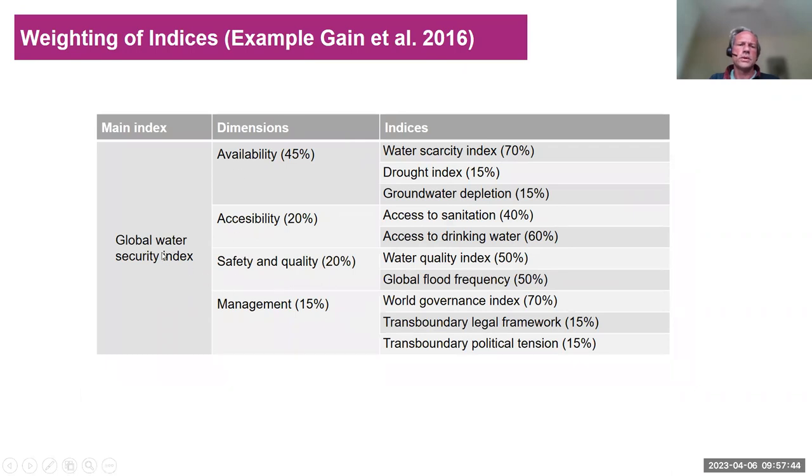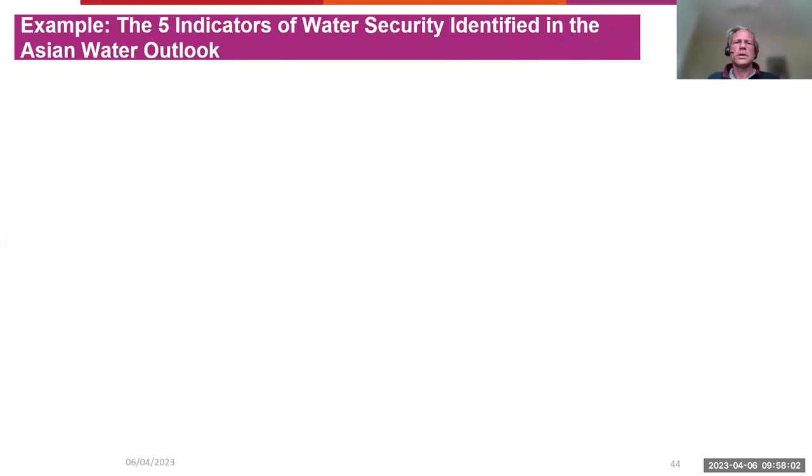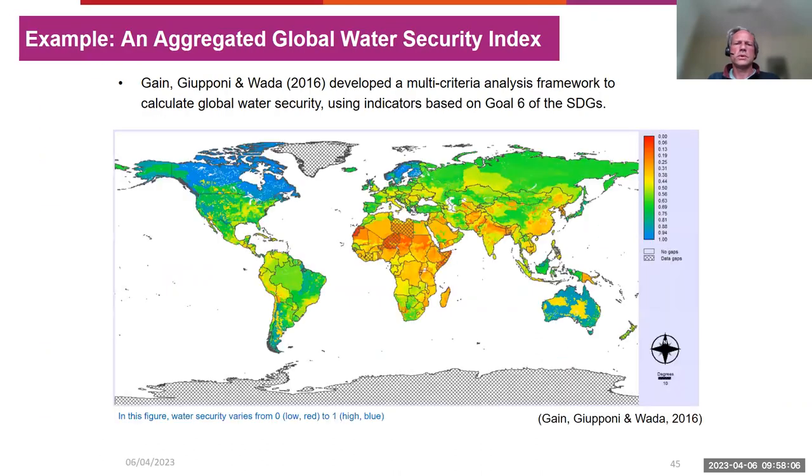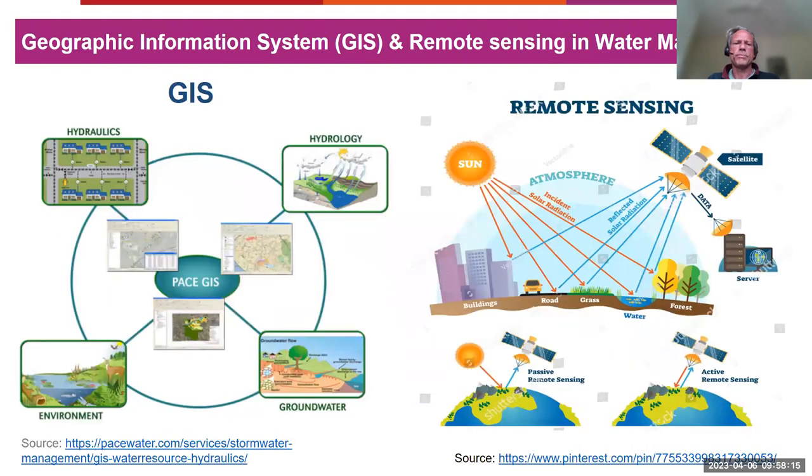The water security index is combined here from four sub-indices, and the author made a decision on what the weights are. In decision-making processes, it would not be one author, but a participatory process to do that. I thought there was an example. So that is now the world map of water security according to that previously defined process.